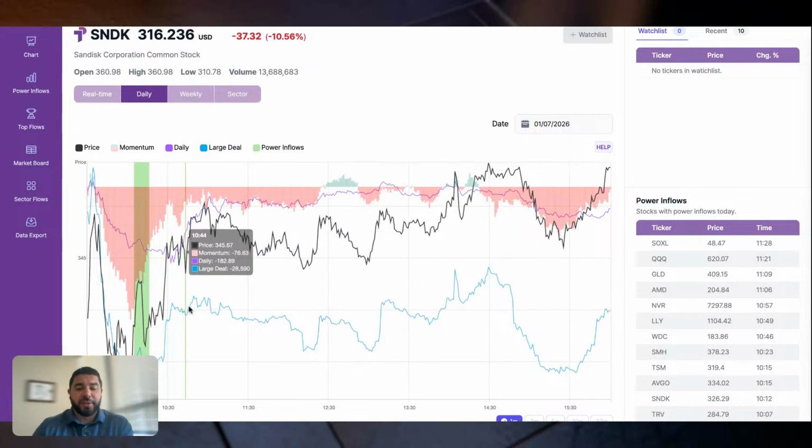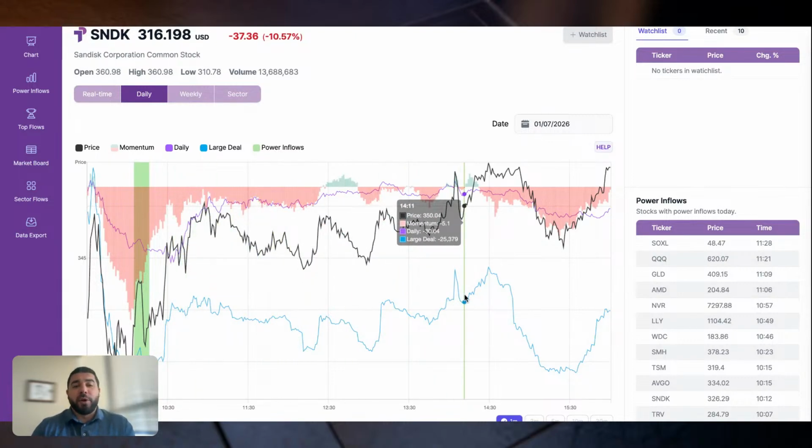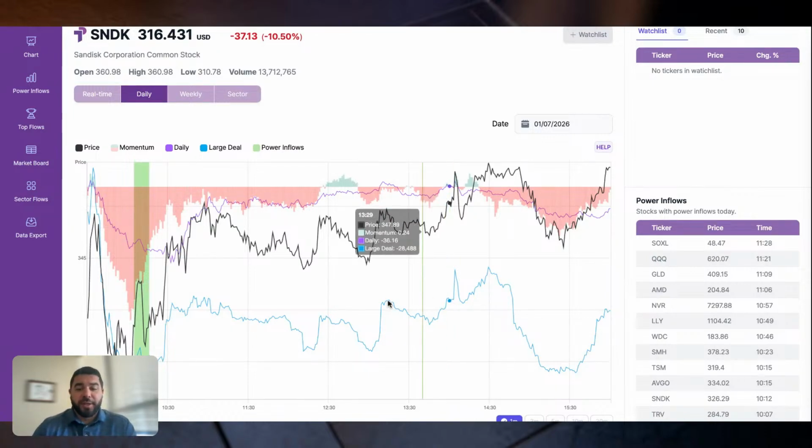Now take a look at this light blue line running with the stock price almost. This is what we call our large deal flow data. It captures all the big money coming into the market for SanDisk. Typically this is hedge funds, mutual funds, anything $100,000 or more, which we quantify under our large deal flow data. That's captured with that light blue line.